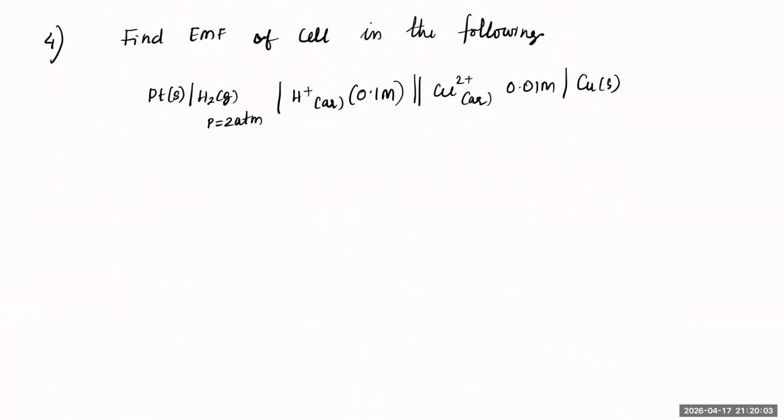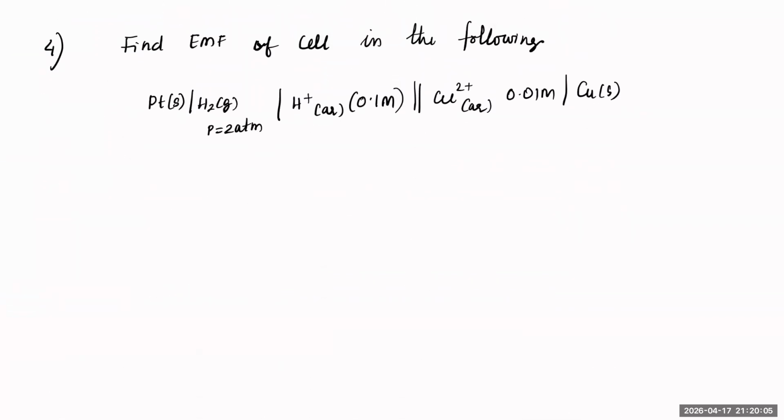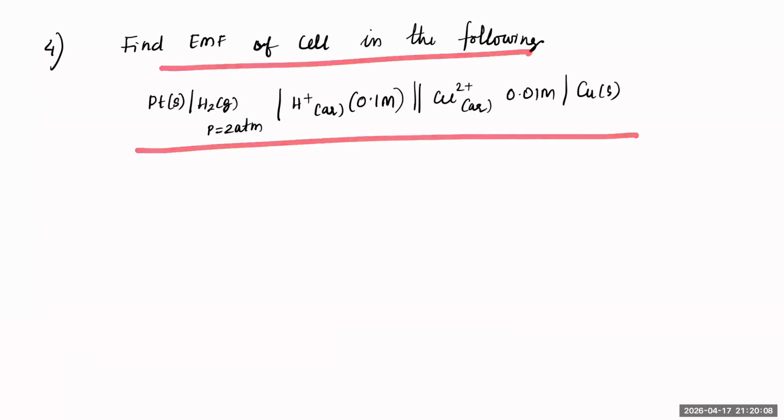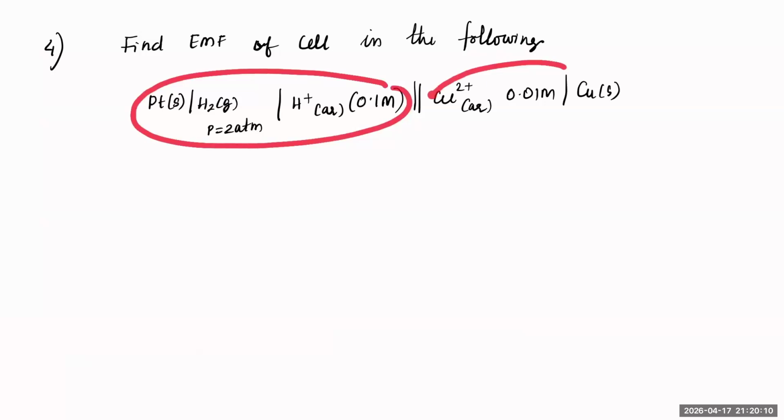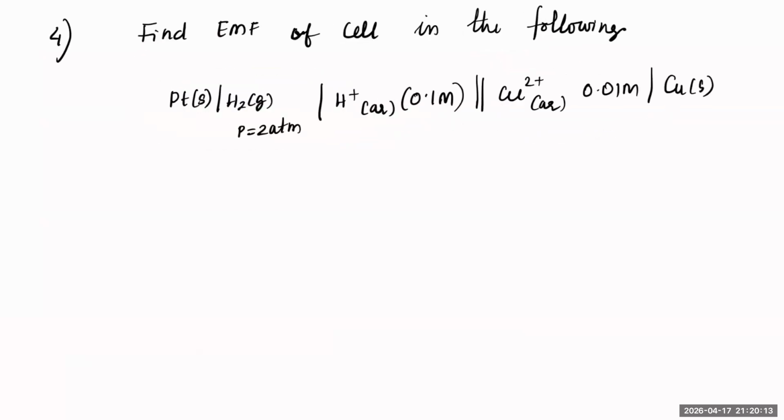Let's look into the next question. Find the EMF of the cell in the following reaction here. On the left hand side there is an anode cell, right hand side it is a cathode cell. Let us first write down the overall reaction. So basically here H2 gas plus Cu2+ aqueous. These two are the source of oxidation and reduction. Two electrons are transferred from anode to cathode here.